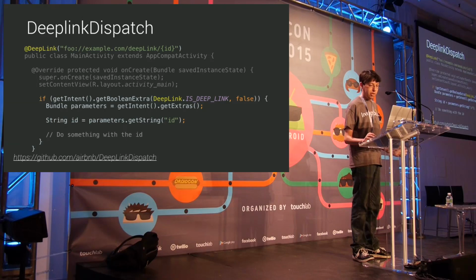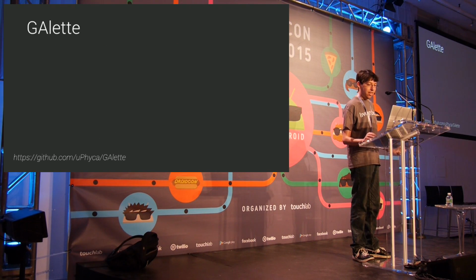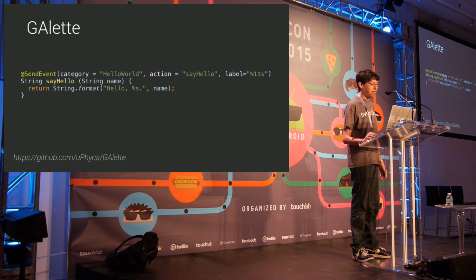And then another one that's pretty new that I also just recently heard about, I haven't used it, is called Galette. Basically you just create a Google Analytics tracker, and then you can annotate your methods with send event, and when the methods get called, it sends the event to Google Analytics. So you don't have to litter your code with a whole bunch of tracker.track methods.